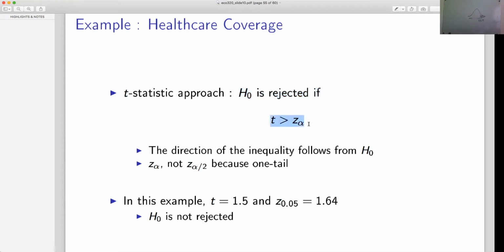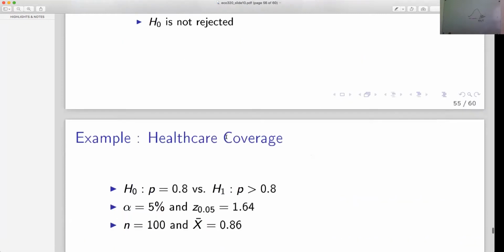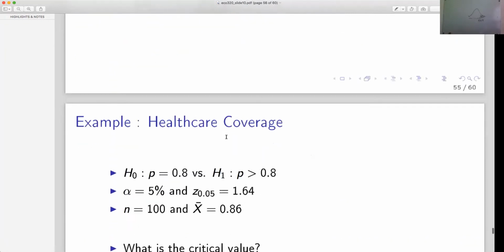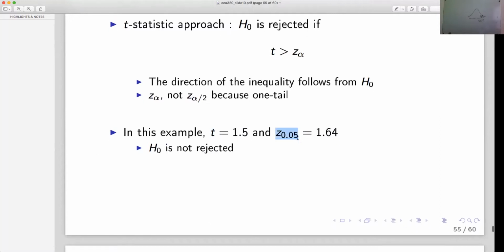So if we reject this, again, this is important for upper tail. If this is a lower tail, if T is less than negative z alpha, then you reject. So make sure you know the difference, okay? The direction of this is like that. So of course, this is your critical value, but this is higher than this one, right? So you do not reject. But if you are looking for 10% level, you can reject that.